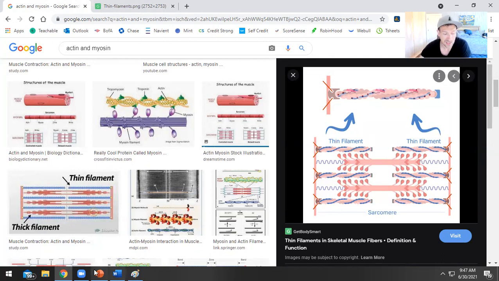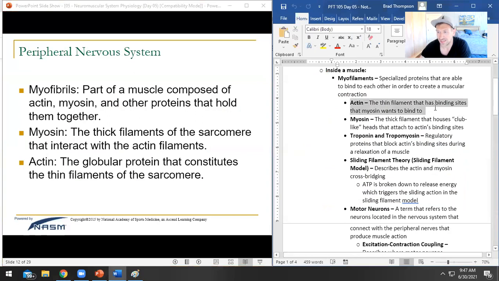So inside of a muscle, you've got actin. It's a thin filament that has all these little binding sites on it. It's got all these little spots for myosin to reach up and dock with it. And then myosin is the thick filament that has these little club head things. They kind of look like golf clubs. And they reach up and grab, and that's what allows it to pull.